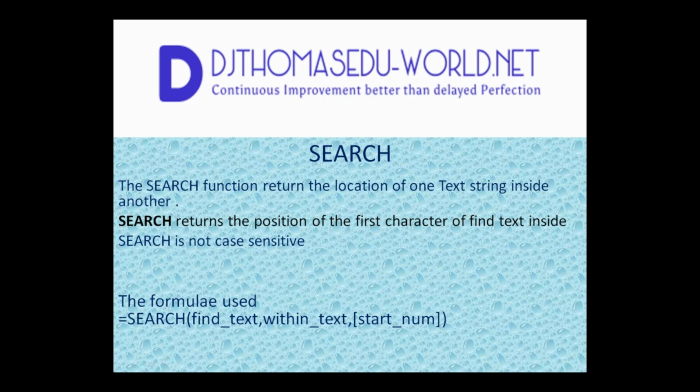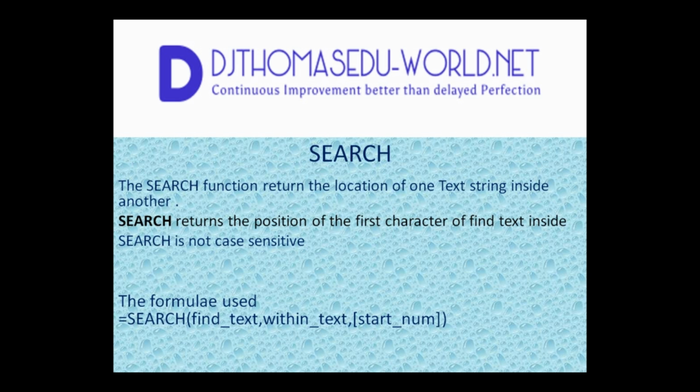Moving on, the next Excel text function is SEARCH. The SEARCH function returns the location of one text string inside another. SEARCH returns the position of the first character of the text you want to find. SEARCH is not case sensitive. The formula is equals SEARCH, type the text which you want to find, within which text, and the start number. That will find the position with the help of SEARCH.